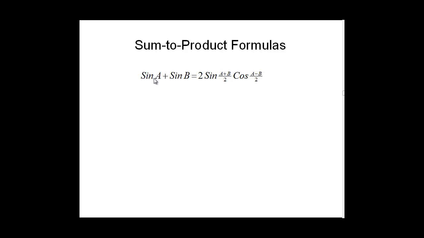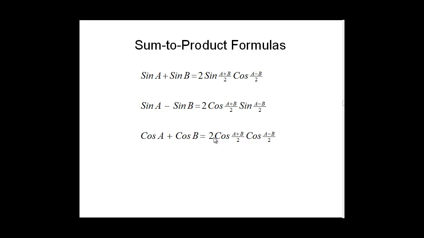Okay, the next group of formulas are the sum to products. If you're adding two sine functions together, it's 2 sine, add the angles, cut in half, cosine, subtract the angles, cut in half. If you're subtracting sine minus sine, it's 2 cosine, add the angles, sine, subtract the angles. If you have 2 cosines added, it's 2 cosine, add the angles, cosine, subtract the angles. And cosine minus cosine is negative 2 sine sine. Again, add and then subtract. You notice all these you add the first time, subtract the second time. And again, you don't have to memorize these. I will give you a worksheet.